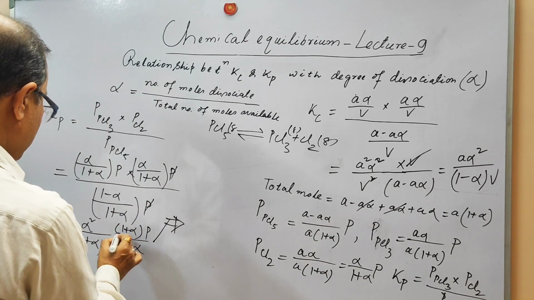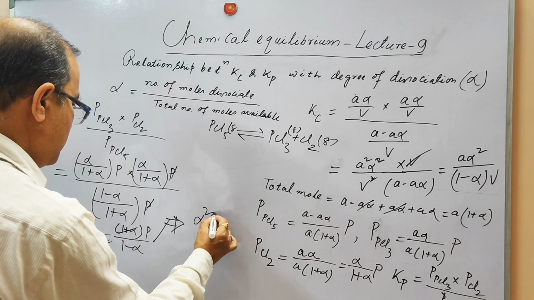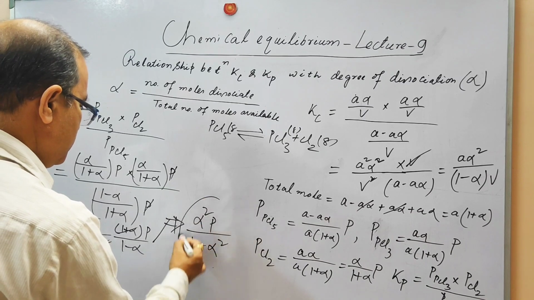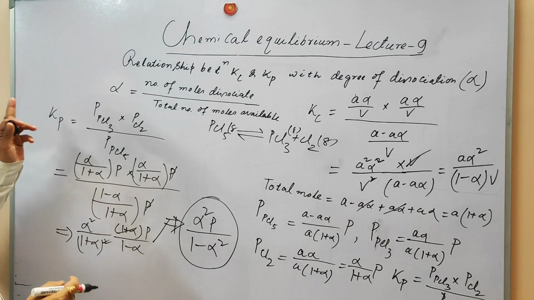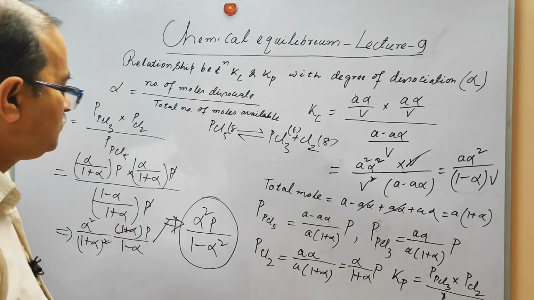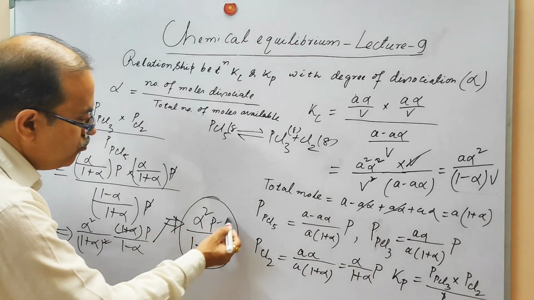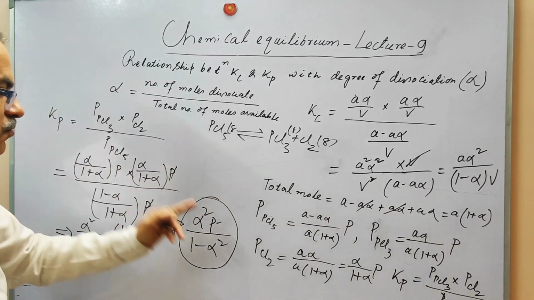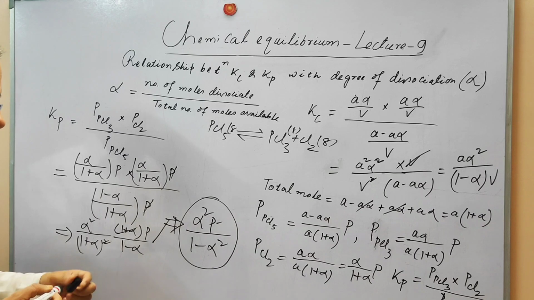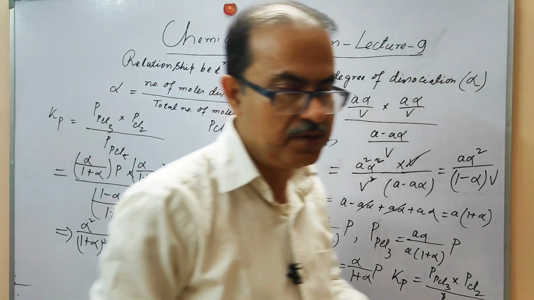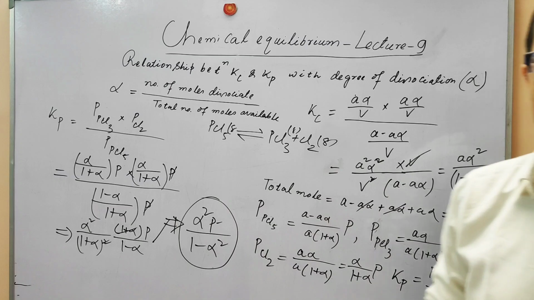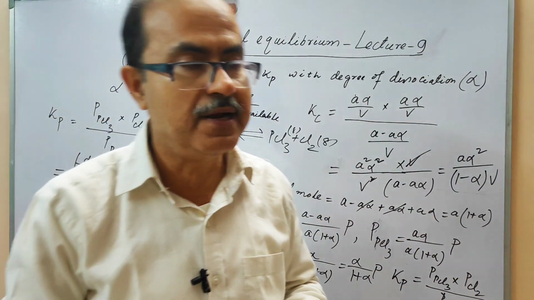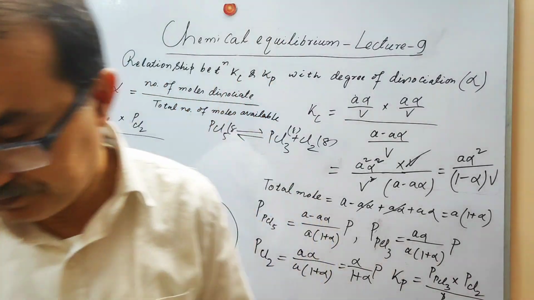Then we will get alpha square into P divided by 1 minus alpha square. This will be the relationship between the Kp and the degree of dissociation, and the total pressure term will be there. If you know this Kp and if you know the total pressure, you can calculate the degree of dissociation. Now, which type of numerical normally comes in your exam, we will discuss two to three numericals, and that will be very helpful to you to understand.